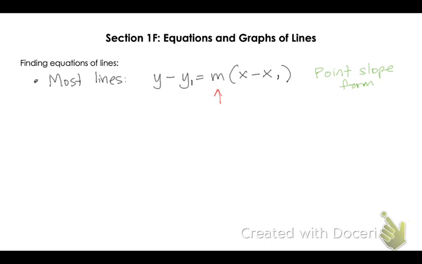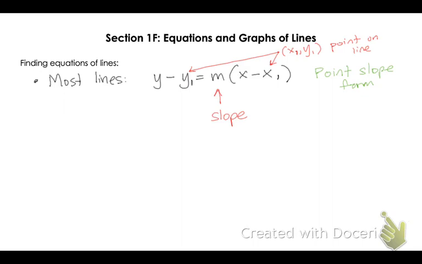This m we know is the slope, and then x1 and y1 is just a point on the line. Okay, so that's going to be how we're going to find most equations of lines.